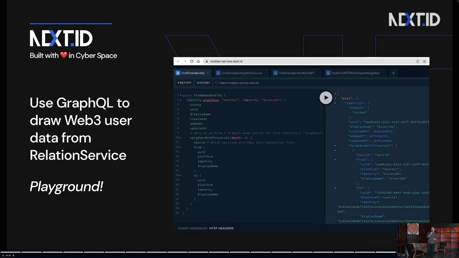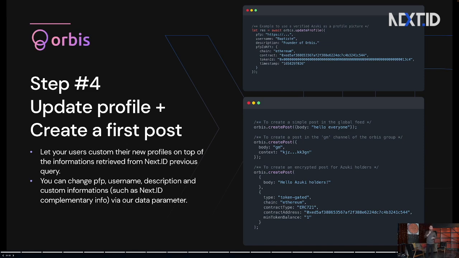Okay, so query the information, get the information of the extended identity, and bring it back to the profile of Orbis. Then you have a deed. You have all the information part of the wallet, so all the identity part of the network. And so now you can update the profile and create a first post. We use functions like update profile, that is pretty straightforward, where you can put a PFP, a username, we check if the PFP is an NFT pretty easily, and you can also integrate all the information that you get from the Next.ID API call. And then you just have to create a post.